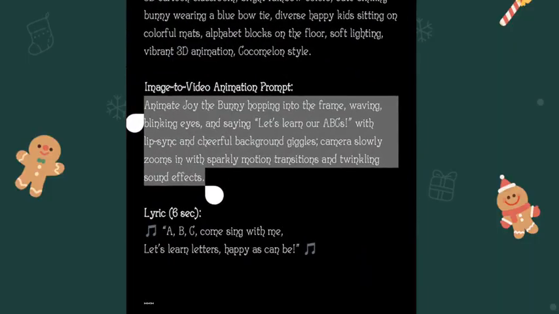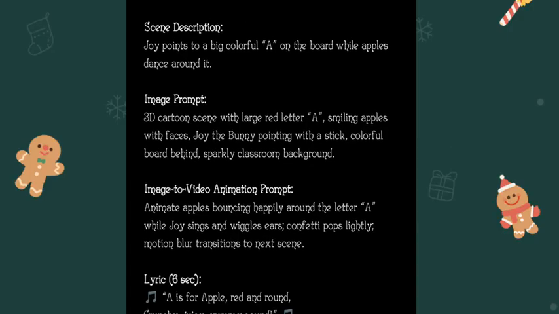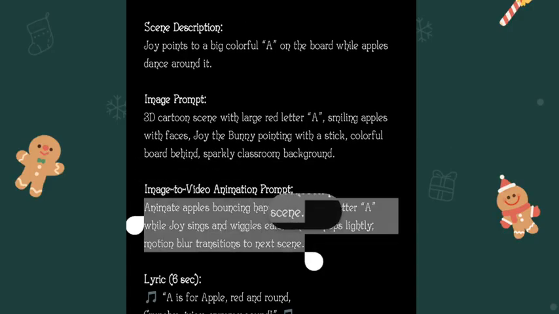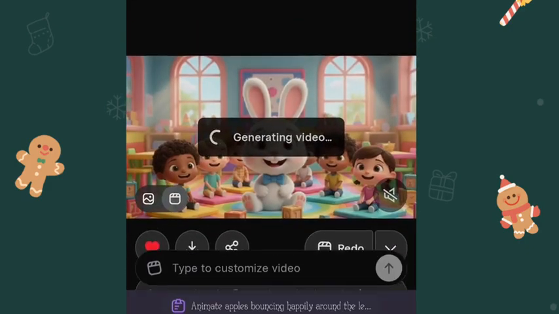We copy our second prompt here again. This is our second prompt here. As you can see, the second prompt for the image to video. We copy it also. We go back here.